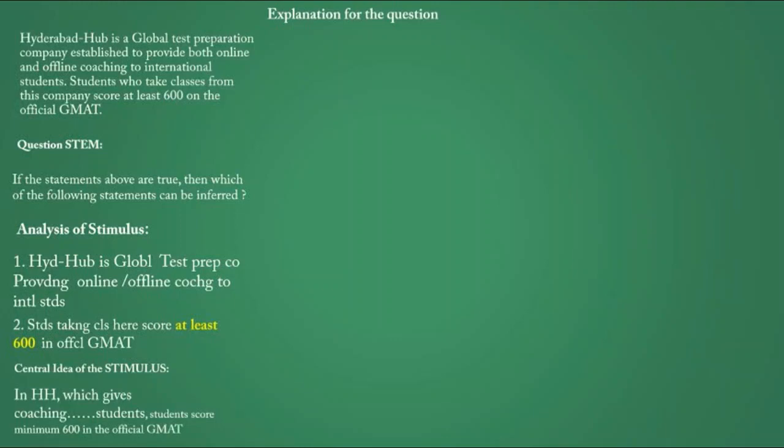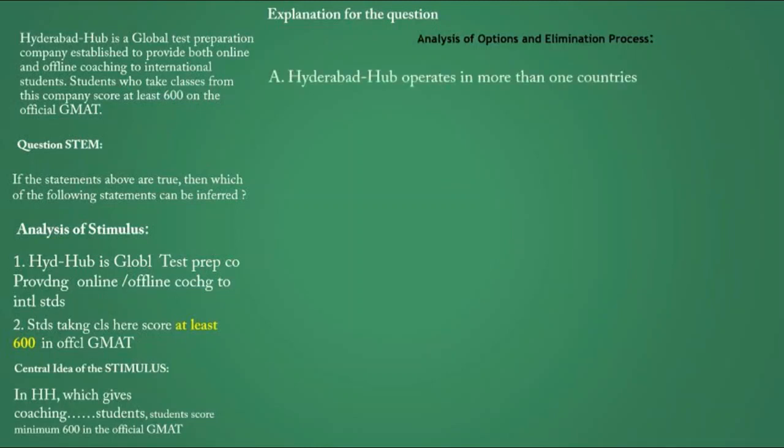Option A, Hyderabad Hub operates in more than one country. This option is eliminated because it has a new fact. The stimulus does not mention how many countries Hyderabad Hub operates in. Even if a single word in an option is not supported by the stimulus, then you must eliminate it.